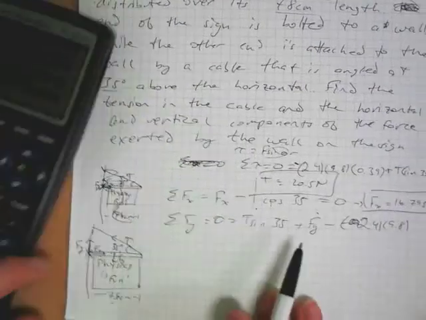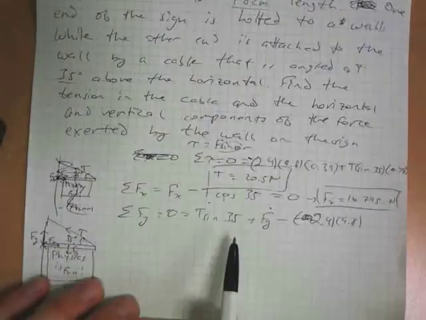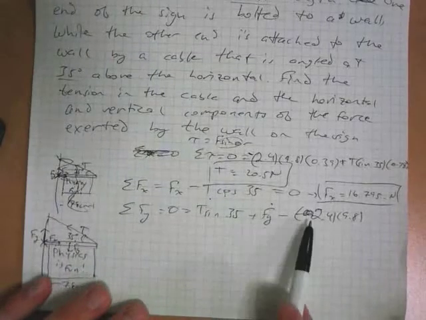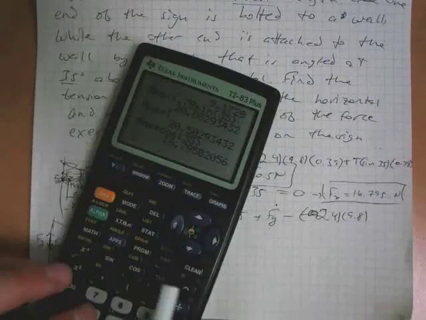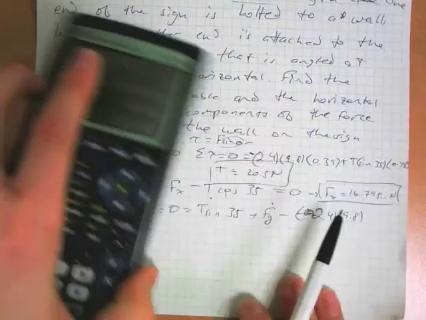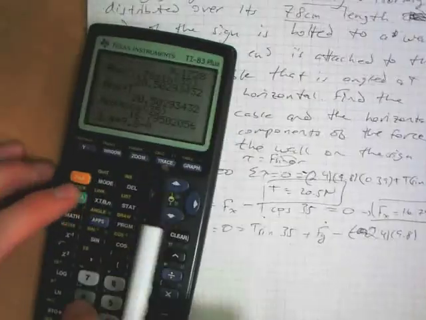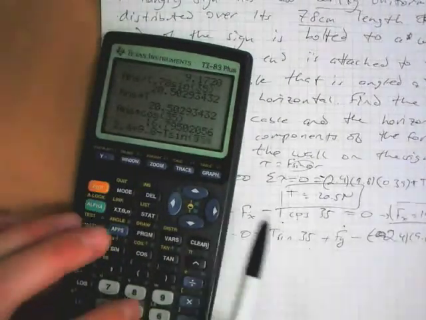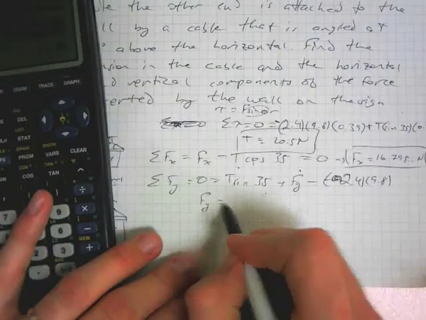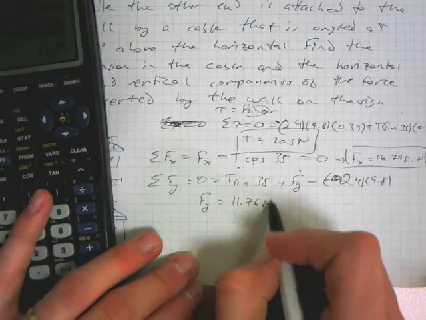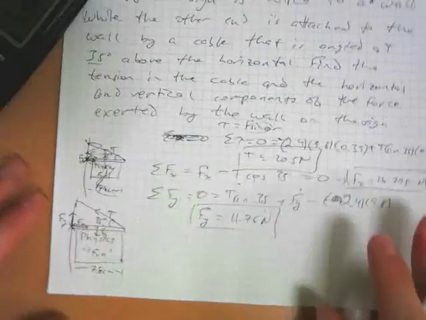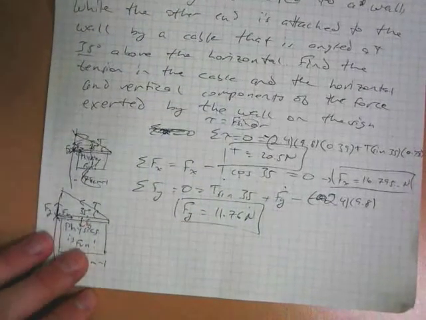And down here in the y direction, the force in the y direction would be, we move this over, it becomes positive, 2.4 times 9.8, and this becomes negative, minus T sine 35. And we get that the y component of the force is 11.76 newtons. So that's an equation we can solve using both x and y directions and torque.